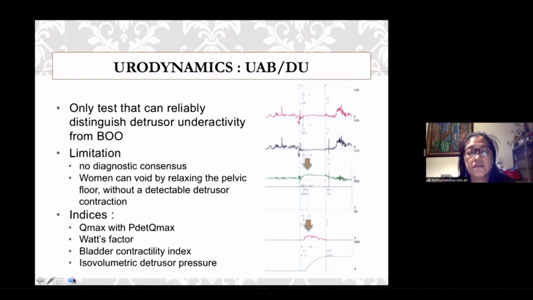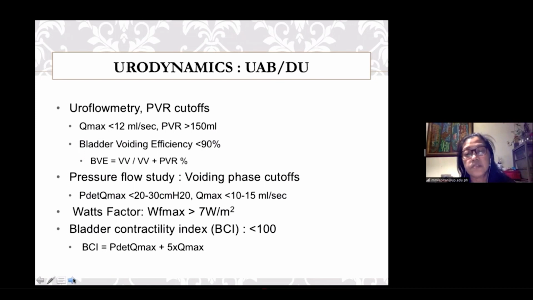Hence, different indices have been used to increase the accuracy of urodynamics for the underactive bladder. The more commonly used urodynamic criteria for detrusor underactivity is a combination of a Qmax of less than 12 mL per second and a post-void residual volume of more than 150 mL. A bladder voiding efficiency value of less than 90% using the formula shown here in this slide also could signal a possible detrusor underactivity, although I'm sure you know that a low BVE value may also be seen in bladder outlet obstruction.